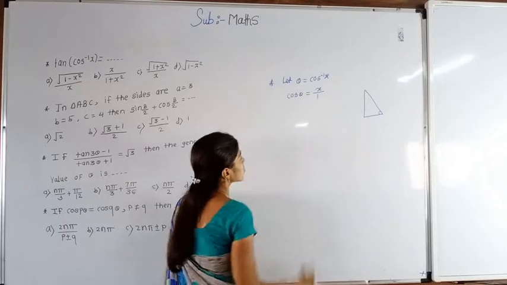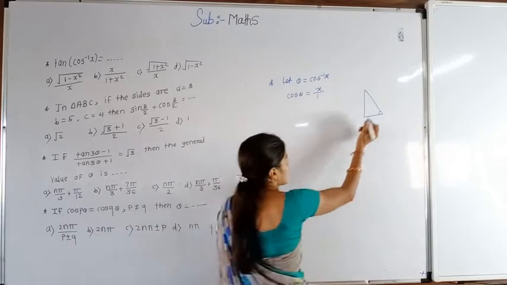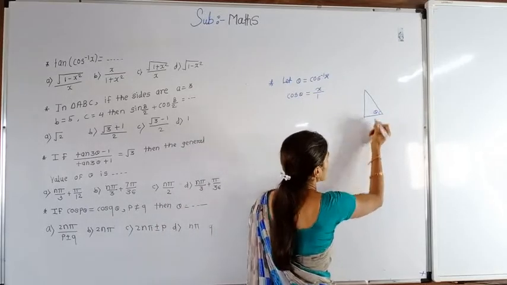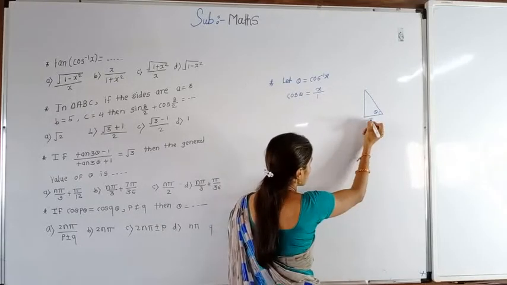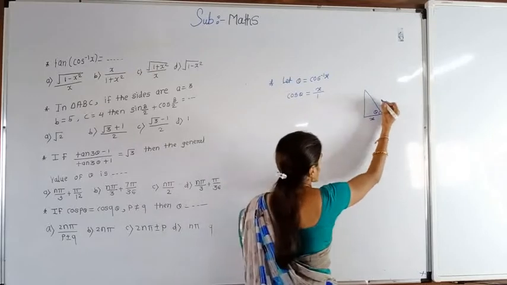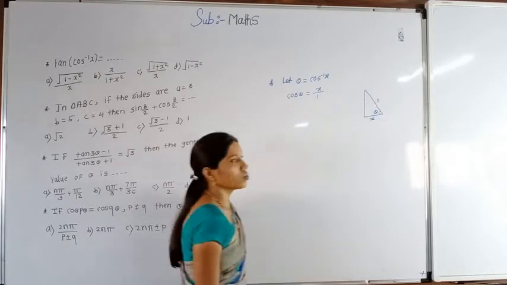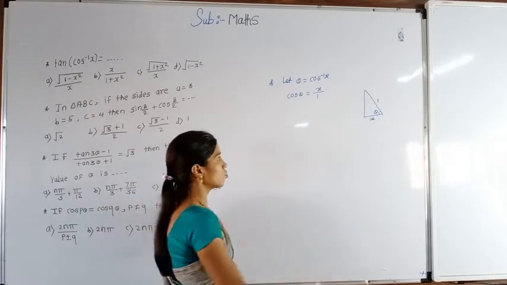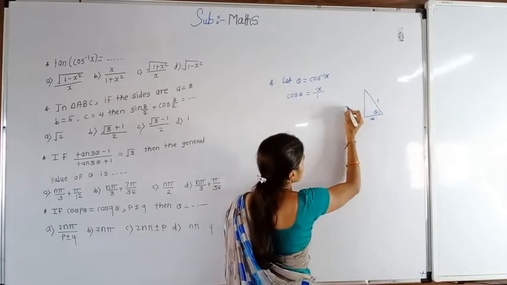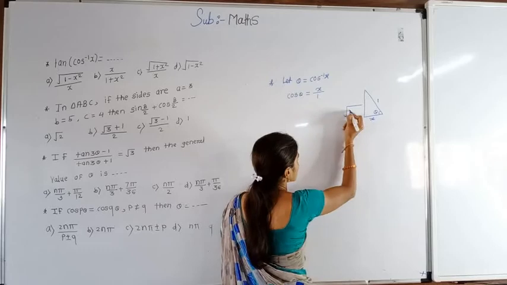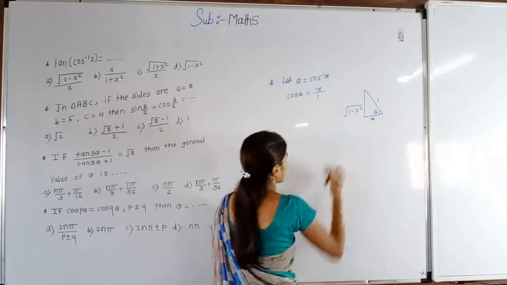The denominator of this term is 1. It means cos theta determines the adjacent side. The adjacent side of this triangle is x and the hypotenuse is 1. Using this information, first we have to find the opposite side of angle theta. We get the opposite side of this triangle as root of 1 minus x square.